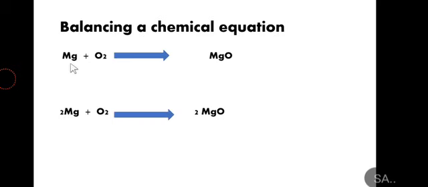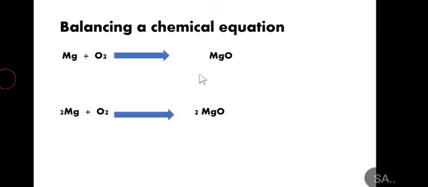Here you can see magnesium, Mg, is reacting with oxygen gas, and it is forming magnesium oxide, the ashes you get. Now this equation is not balanced because the number of atoms is different at the reactant side and the product side. Mg is 1 on the reactant side and Mg is also 1 on the product side, but at the reactant side there are 2 atoms of oxygen, while on the product side just 1.